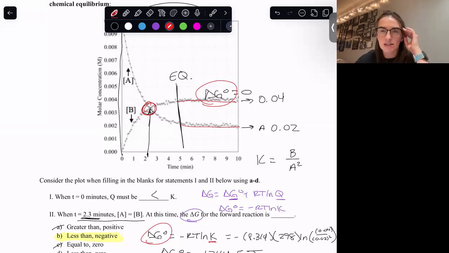I think that's the big things on K and Q. KSP and delta G stuff is where you see that the most for this exam. Okay. Any other questions?